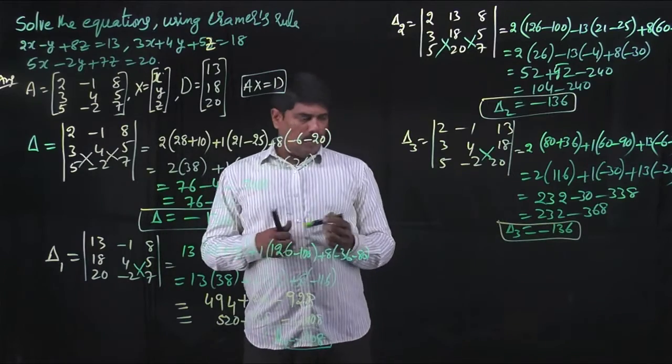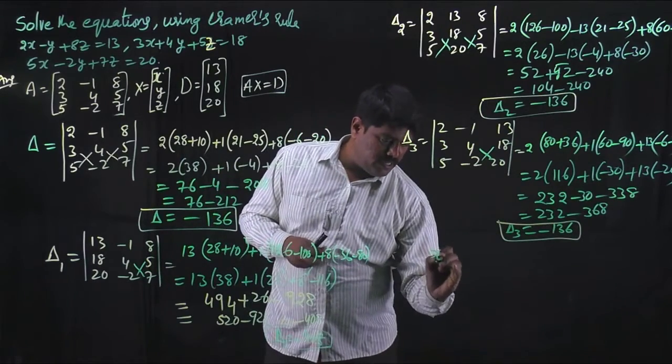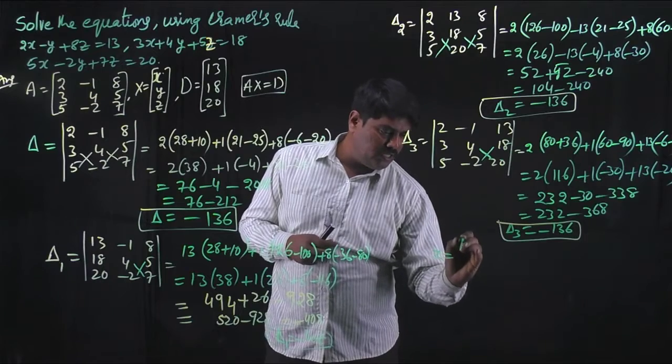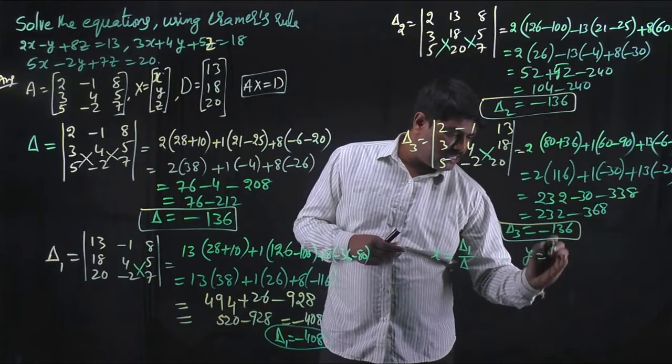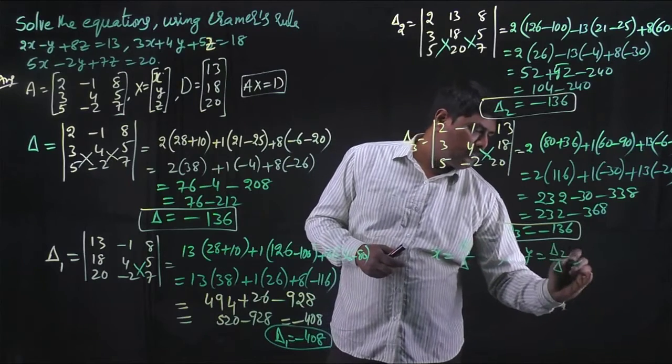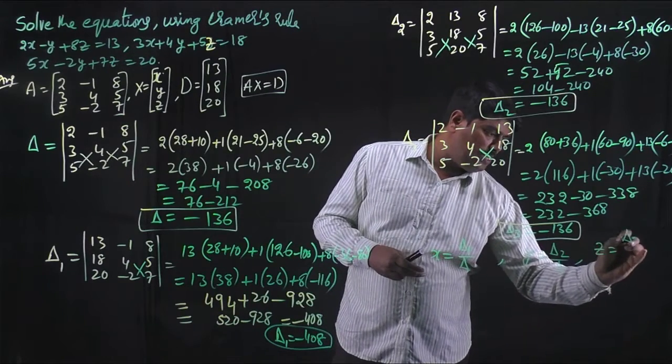Now what is x, what is y, what is z? In Cramer's rule, x is delta 1 by delta, the y value is delta 2 by delta, and the value of z is delta 3 by delta.